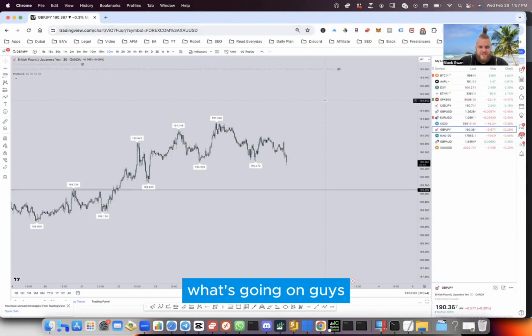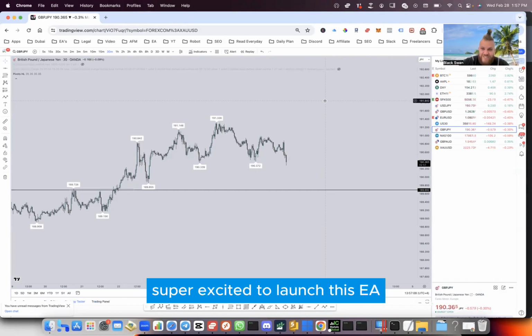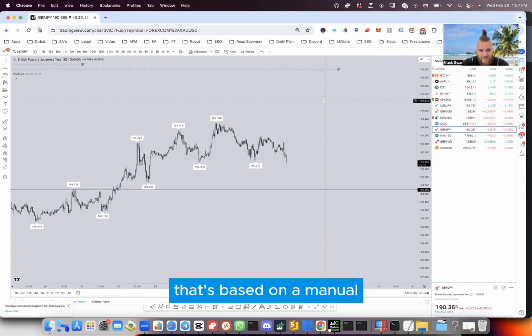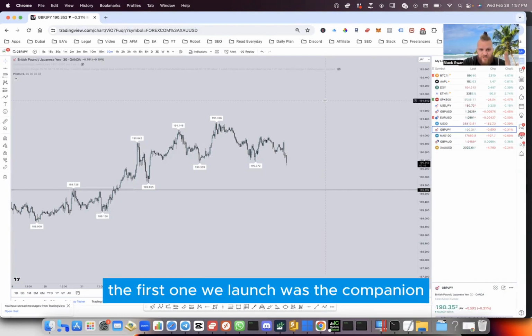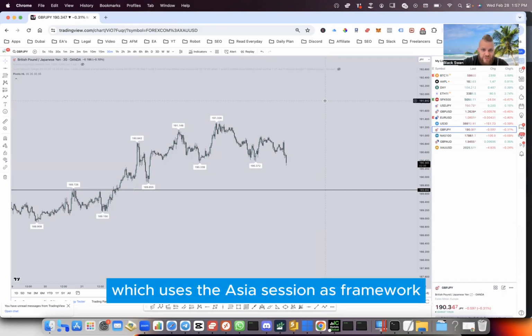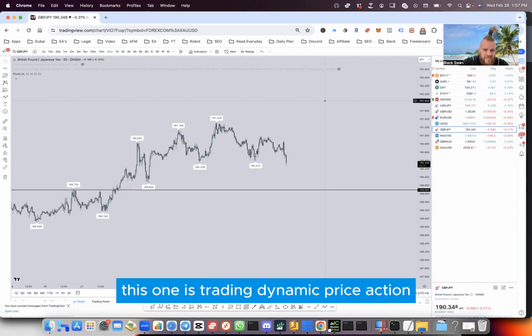What's going on, guys? So it's launch day for the companion swing. Super, super excited to launch this EA. This is the second EA that I'm launching that's based on a proven manual trading strategy. The first one we launched was the companion, the day trading companion, which uses the Asia session as framework every single day. This one is trading dynamic price action.